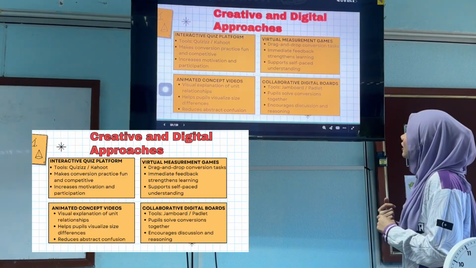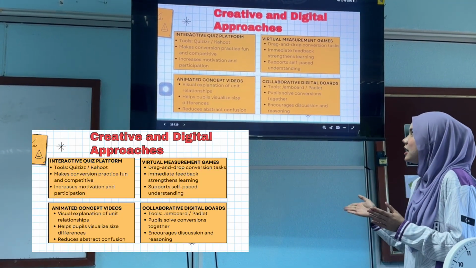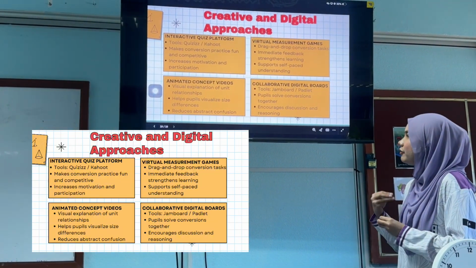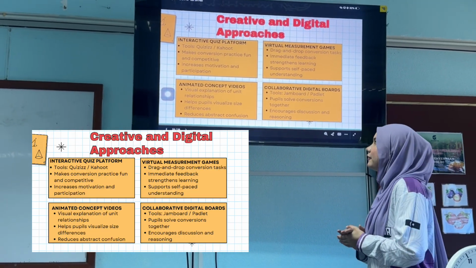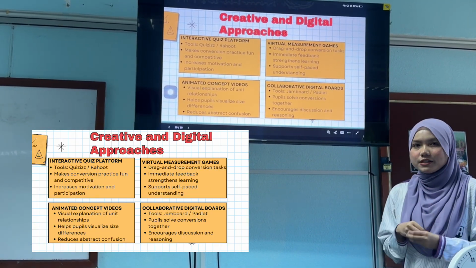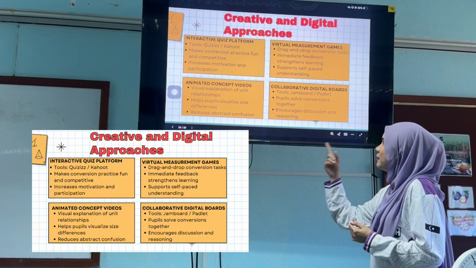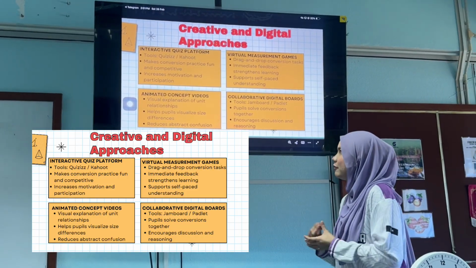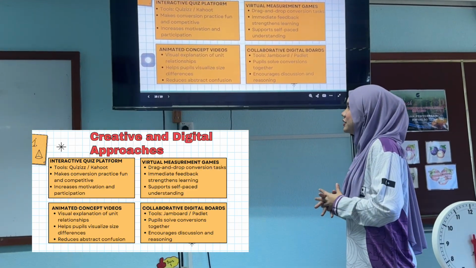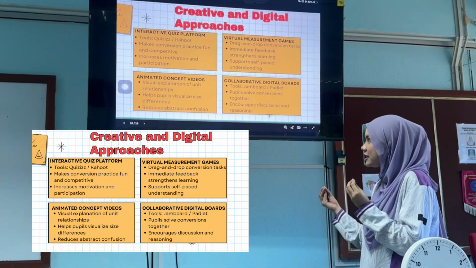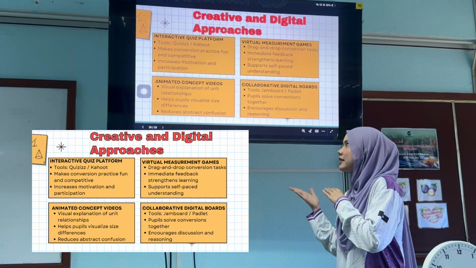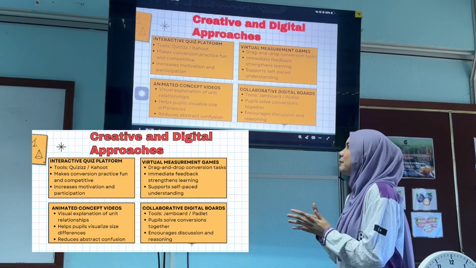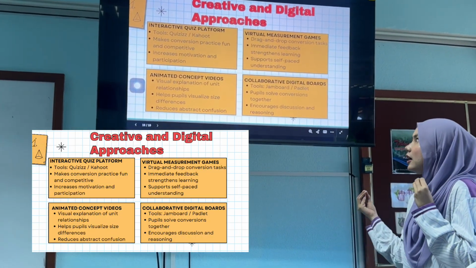Next. Okay, so we have a creative and digital approach here. The first one, I will give an interactive quiz platform, such as Quizizz or Kahoot, which makes conversion practice more fun and competitive, and increases motivation and participation from the pupils. And then an animated concept video. The teacher will provide a video with a visualized explanation of unit relationships, helping pupils visualize size differences and reducing abstract confusion. From the animated concept video, the teacher will use many pictures and diagrams, so pupils will be interested in the learning.